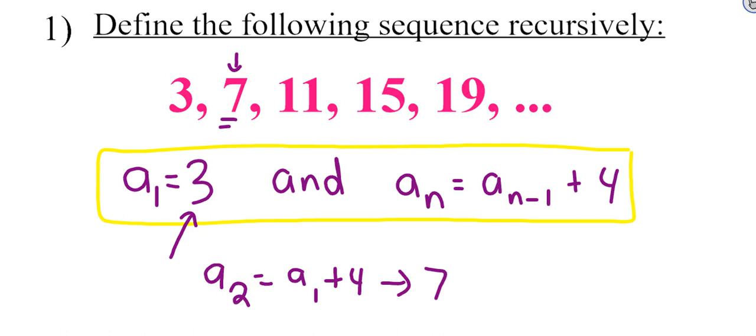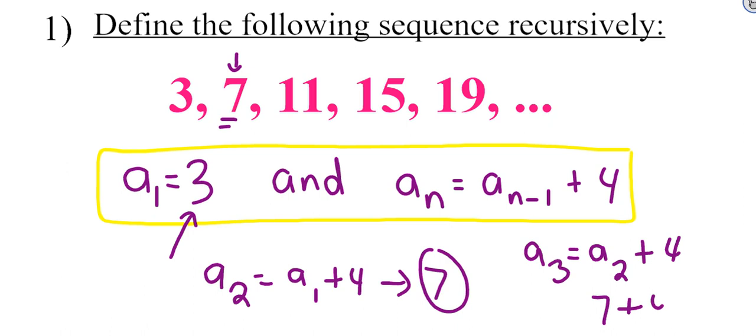Now that we know a sub 2, could we find a sub 3? Sure. A sub 3 would be look back at a sub 2 and add 4 to it. Well, thank goodness we already know a sub 2 is 7. So 7 plus 4 is 11. So you can see it's kind of a fun way to define a sequence, but it's not anywhere near as useful as an nth term definition.